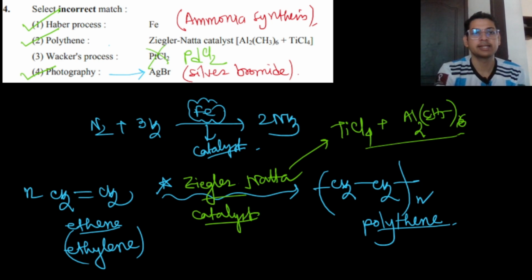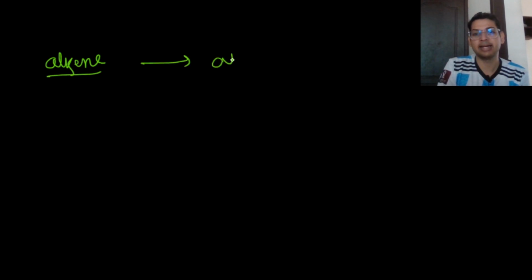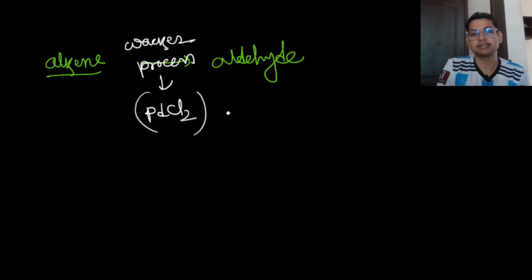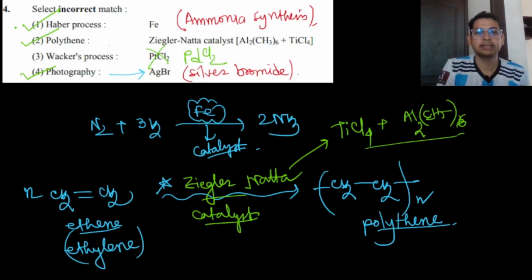Let me just go to the next page. From a double bond, that means I am talking about alkene. From alkene, if you want to make aldehyde, then you have to do Wacker process. And in Wacker process, what is the catalyst? The catalyst is PdCl2, but here it is given PtCl2. No, that is not the thing. So what is your incorrect thing? Option number C, option number 3, will be the incorrect thing. That is your answer here.